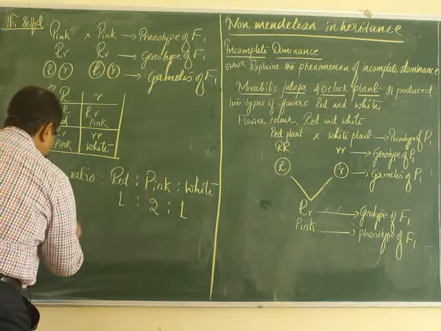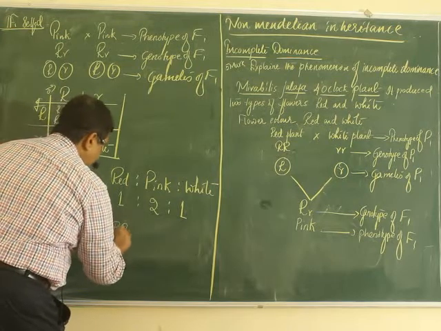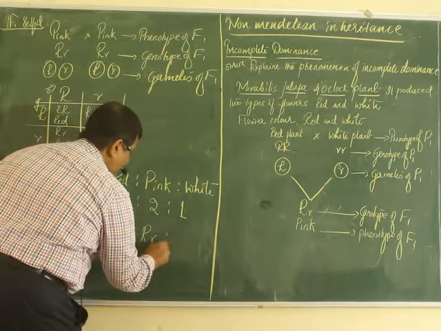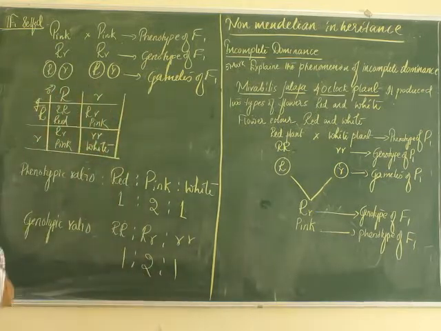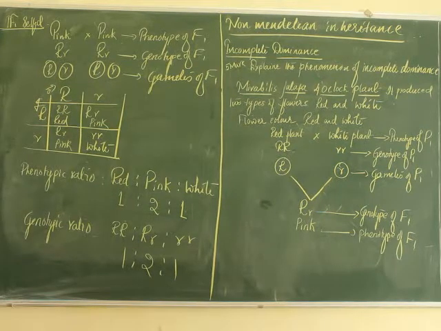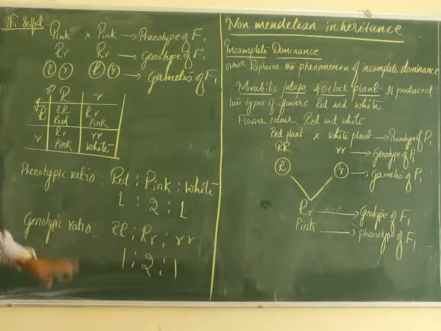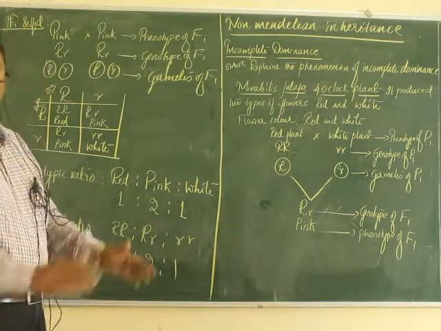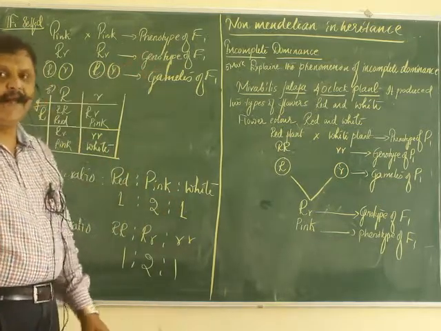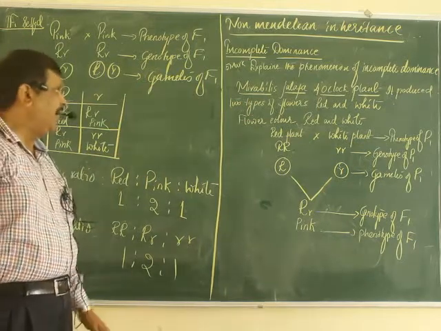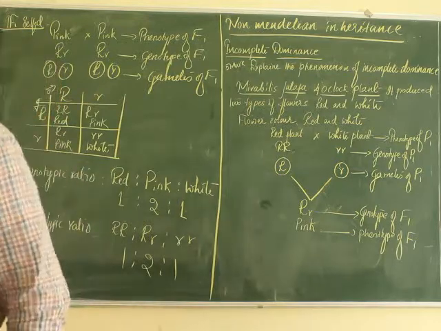Then the genotypic ratio will be capital R capital R, capital R small r, small r small r, 1:2:1. So dear students, because this does not follow any rule of Mendel, they kept it under a separate heading, that is non-Mendelian inheritance. This can be asked in our examination for 5 marks, then you must write this much for that.